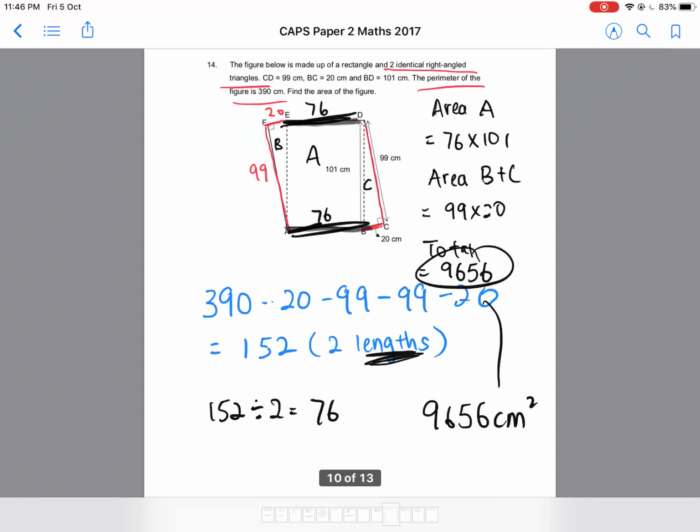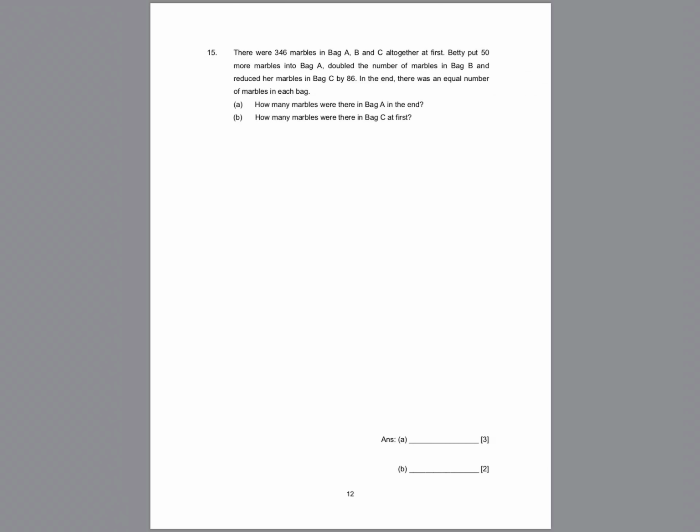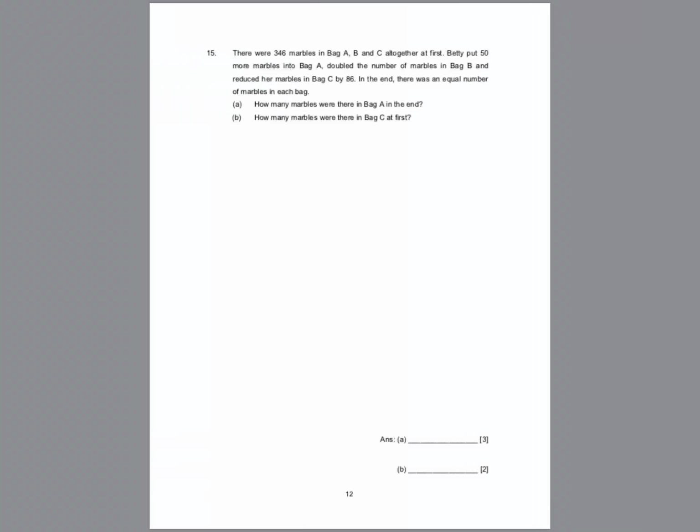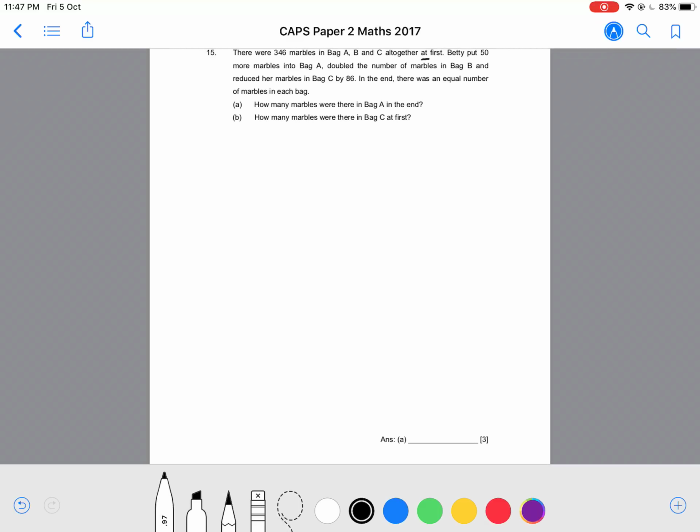Alright, okay, now we go on to question 15. Question 15 is a question on before and after again. Alright, why do I know that? Because of all these keywords that come in. Where are the keywords? Let's see. The keywords are at first, and then you have in the end. So all common words.